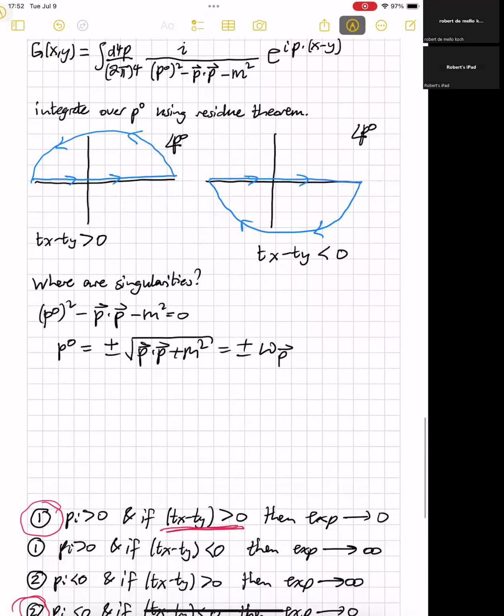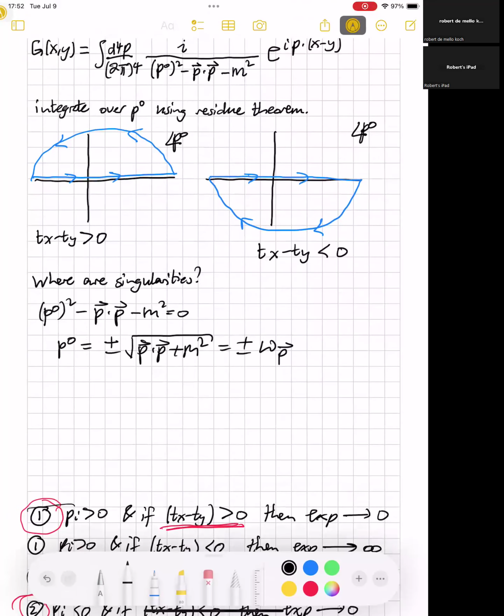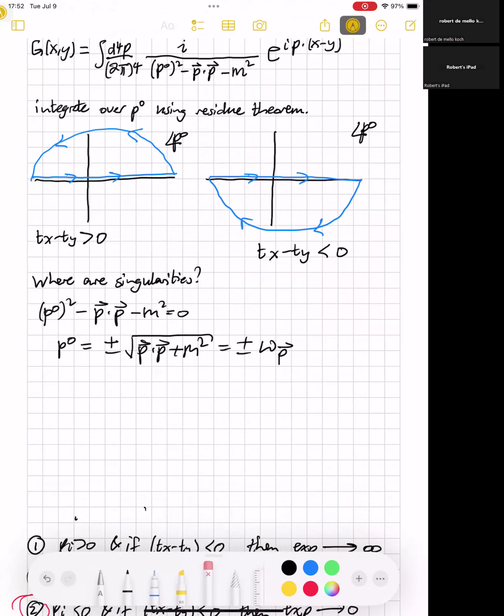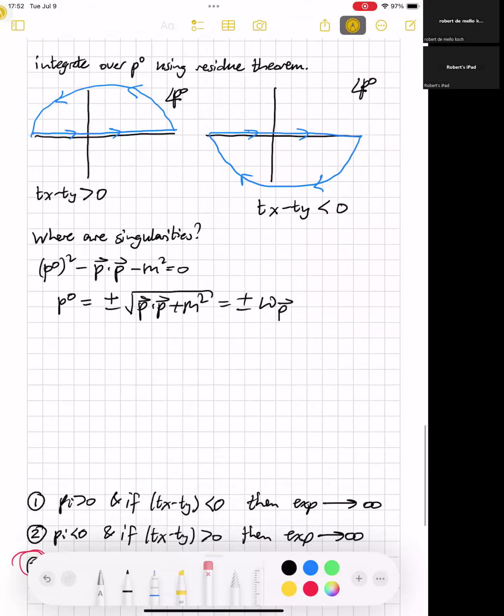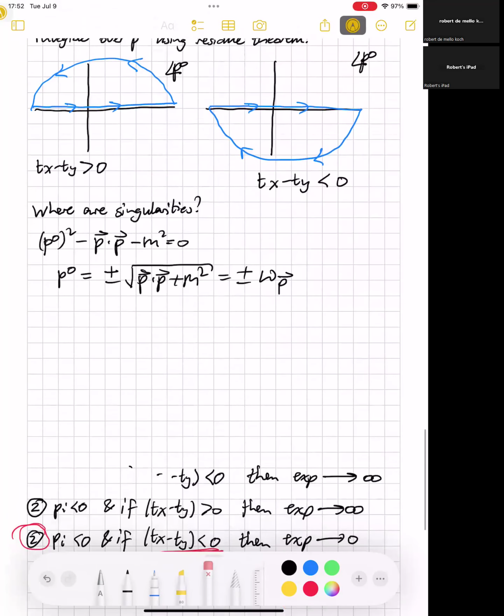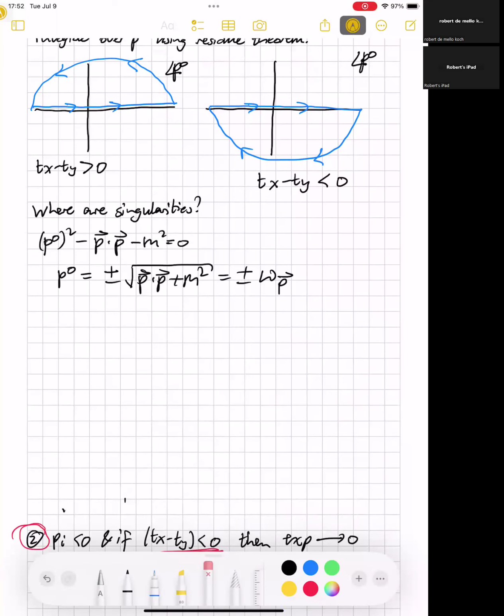Now, this, guys, is bad news. And it's bad news because our poles are sitting on the real axis. We hit our poles at a real value of P naught. So because the poles are sitting on the real axis, are they inside the contour or are they not inside the contour?